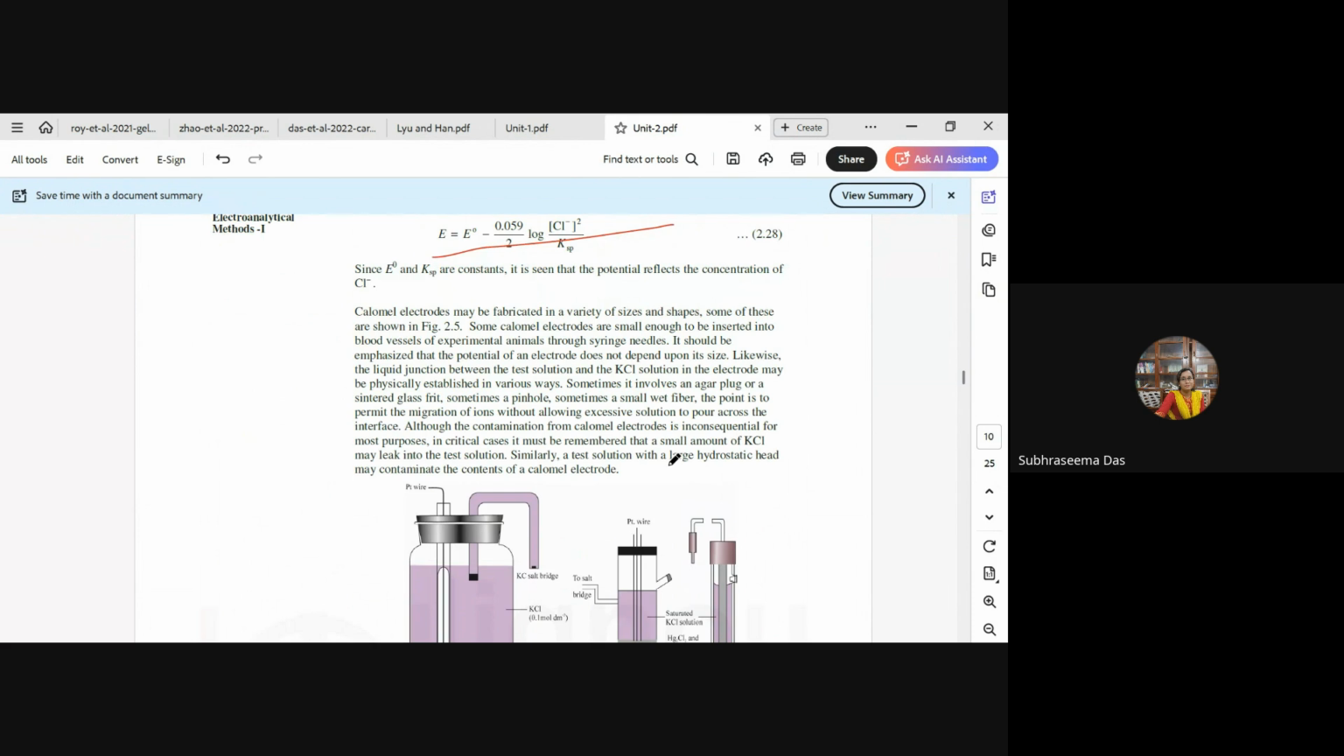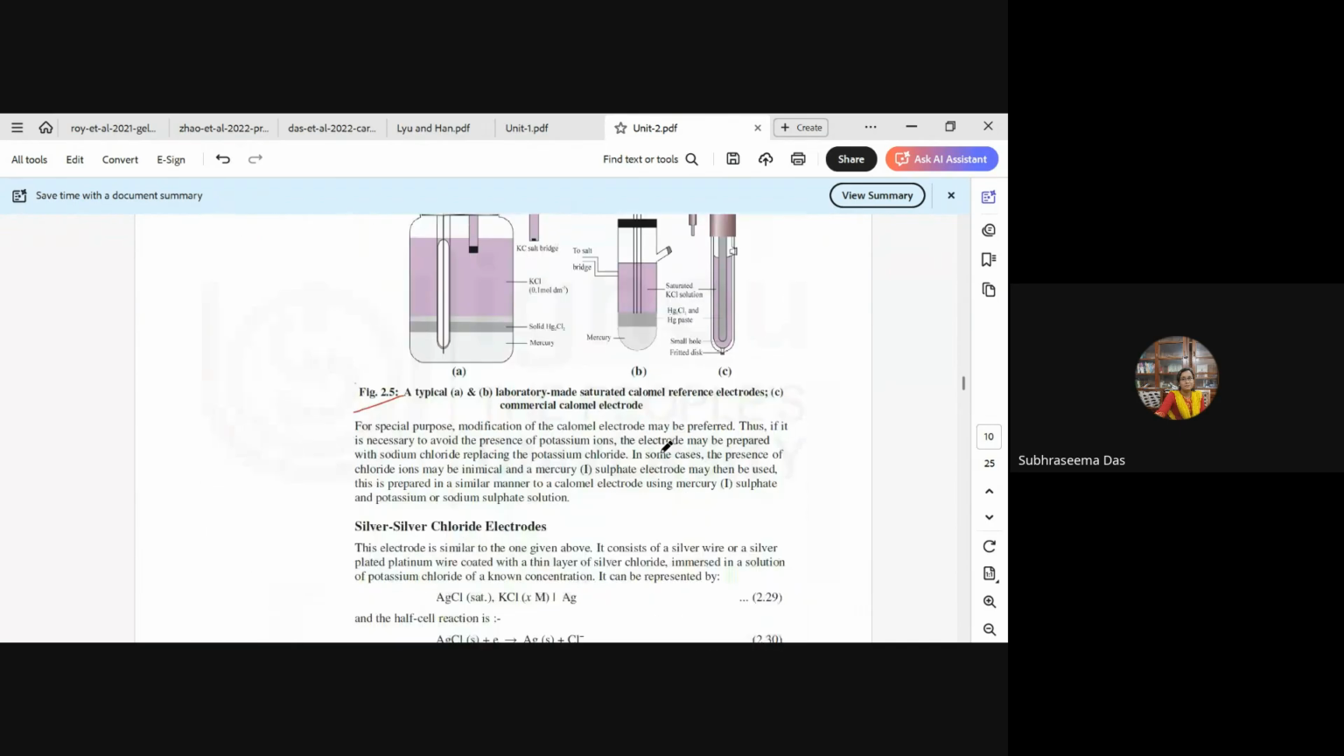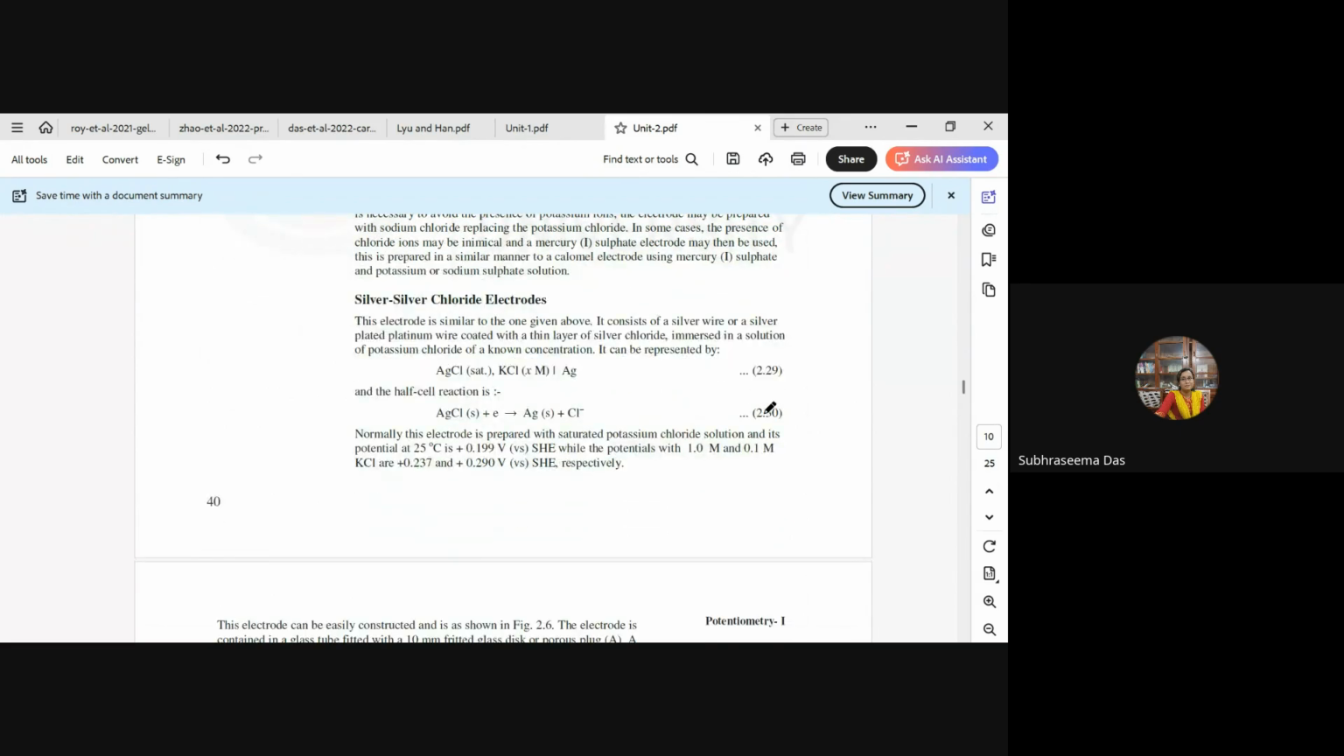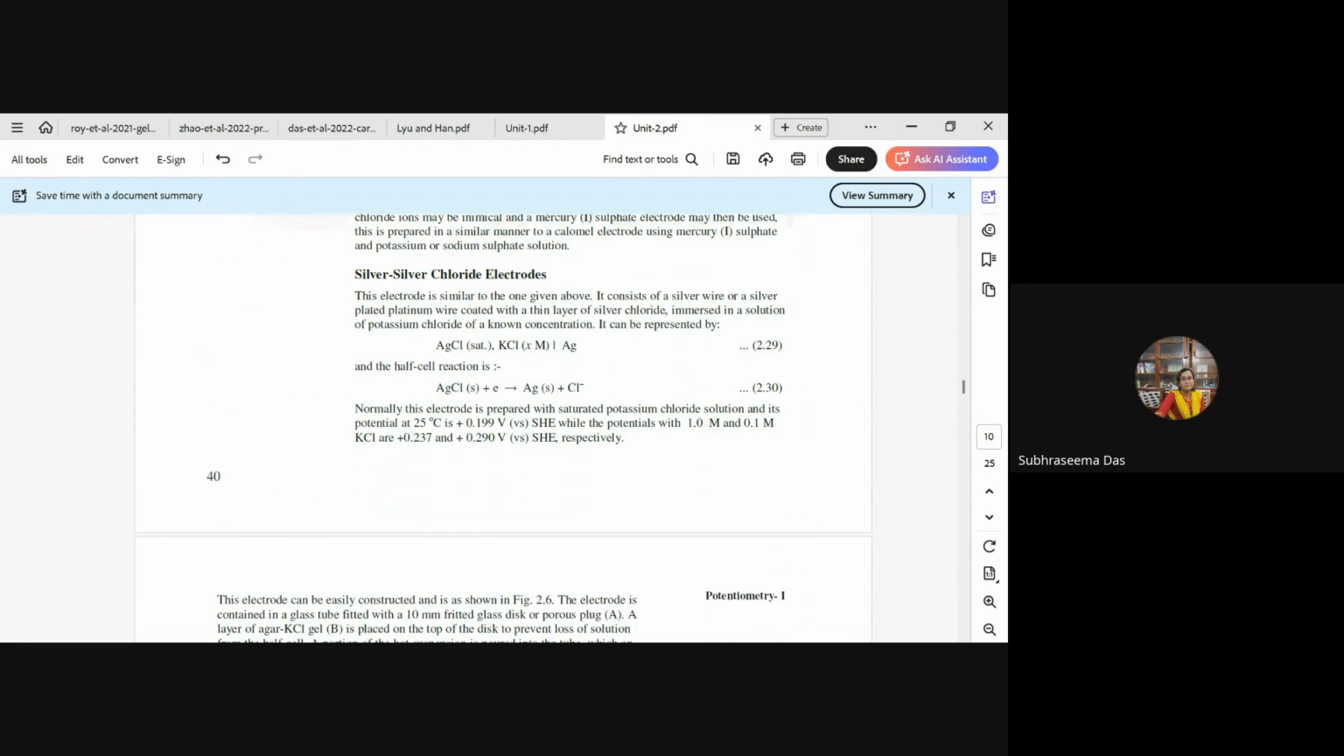Although the contamination from calomel electrodes is inconsequential, it must be remembered that even a small amount of KCl might go into the solution. So for special purposes, a modification of the calomel electrode is preferred. If it is necessary to avoid K+ ions, the electrode may be prepared with Na+ ions. Now coming to silver electrodes, that is AgCl electrodes.